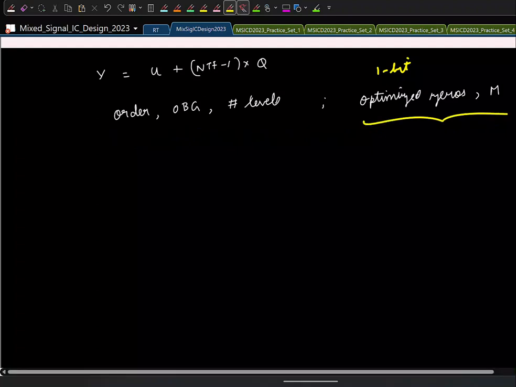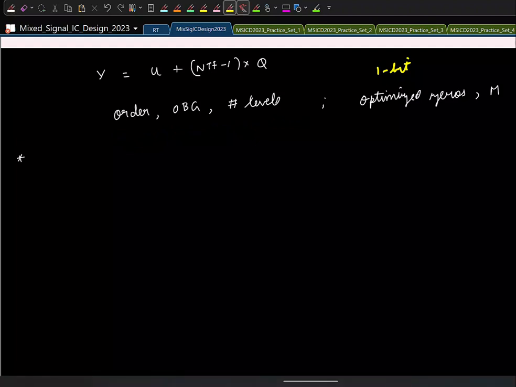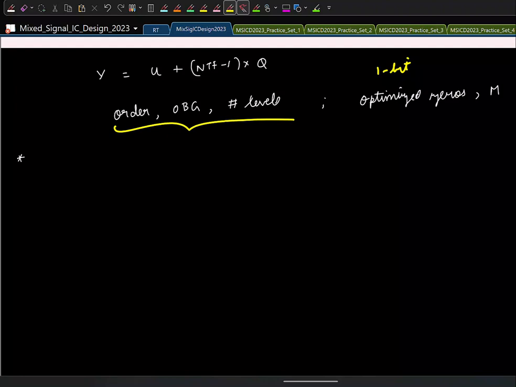So let's understand the trade-offs in these three. So let us say I designed a particular NTF with some order, some OBG, and some number of levels. Okay. So let us say I increase the order.